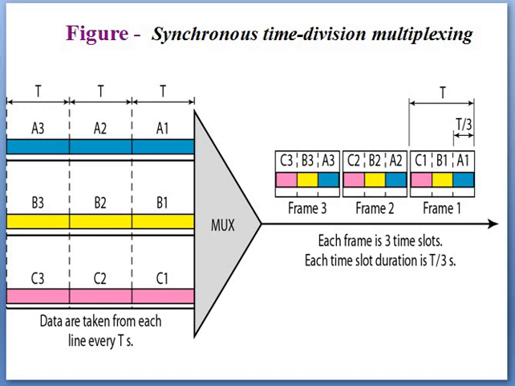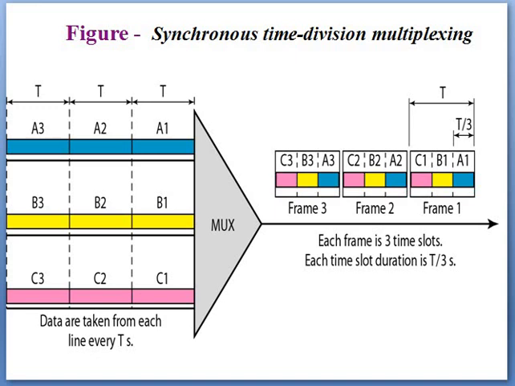In synchronous TDM, a round of data units from each input connection is collected into a frame. If we have n connections, the frame is divided into n time slots and one slot is allotted for each unit. As shown in the figure, the data rate of the link is 3 times the data rate of the connection.